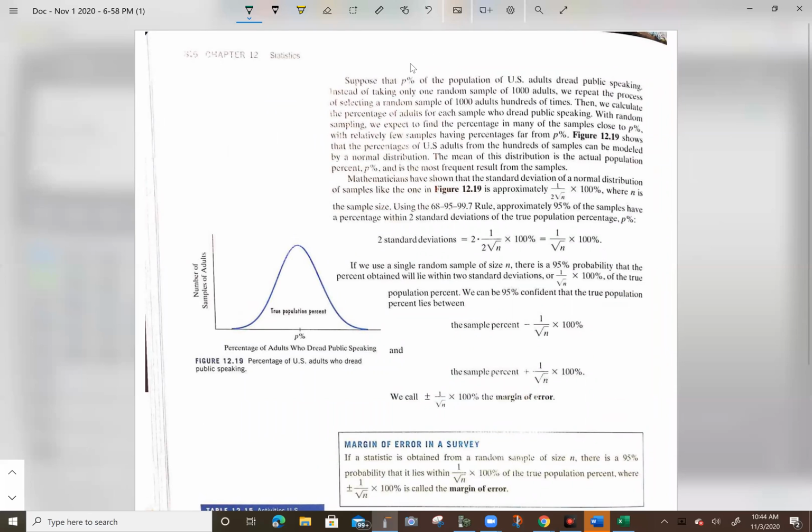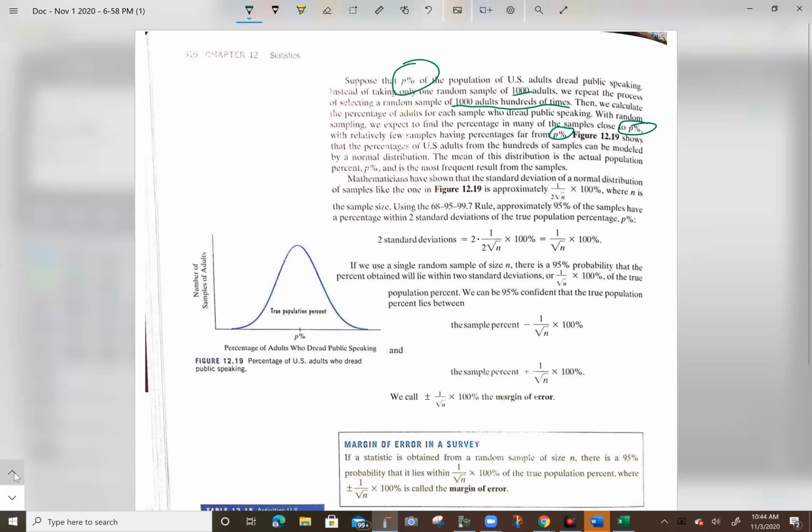Suppose that P% of the population of adults dread public speaking. Instead of taking only one random sample of 1,000 adults, we repeat the process of selecting a random sample of 1,000 adults hundreds of times. So we do it a bunch of times. Then we calculate the percentage of adults for each sample who dread public speaking. With random sampling, we expect to find the percentage in many of the samples close to that percent, with relatively few samples having percentages far from that same number.